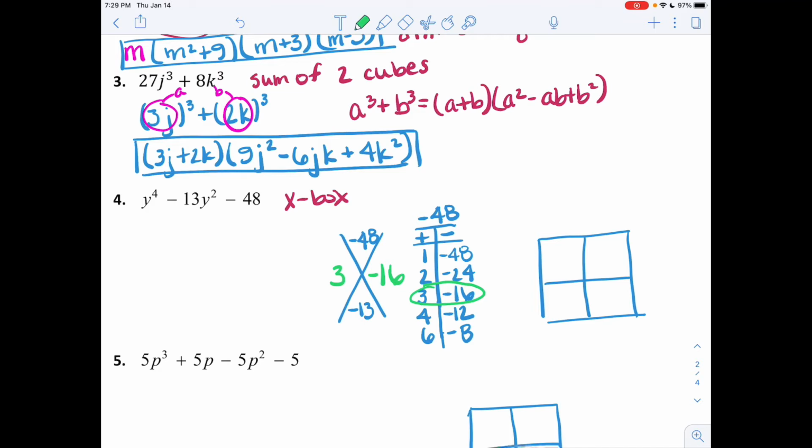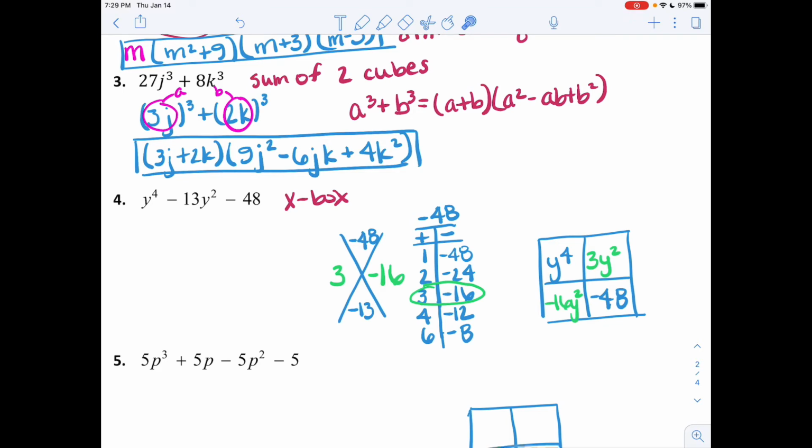So let's look at what that's going to look like. If I fill in this first box, it's going to be with a y to the 4th, and the bottom right will be a negative 48 from my original problem, the first and last terms. Now I need to fill in a 3, but with a y squared, a negative 16, but with a y squared. Why? Because it's this B term right here that dictates the power on our variable.